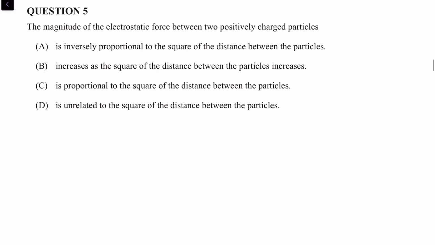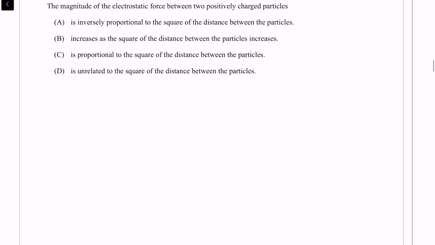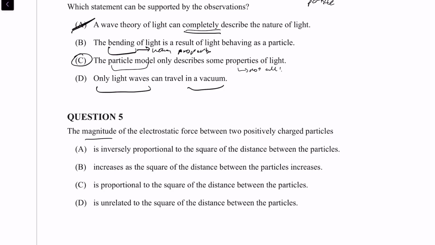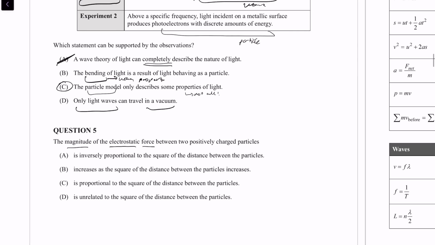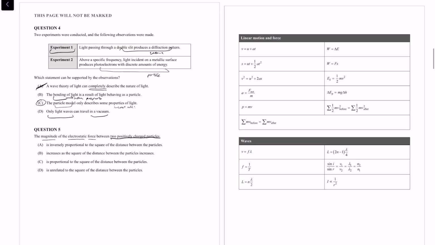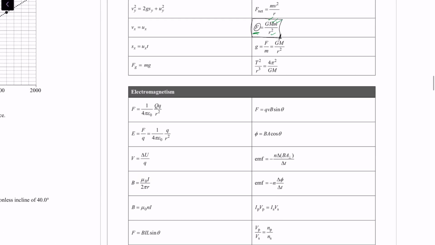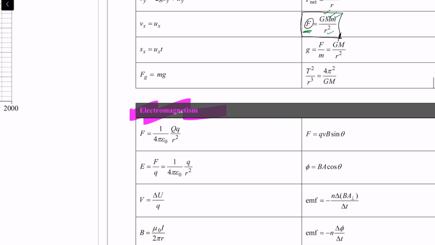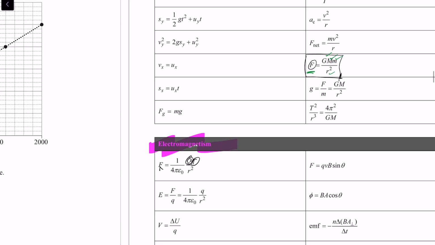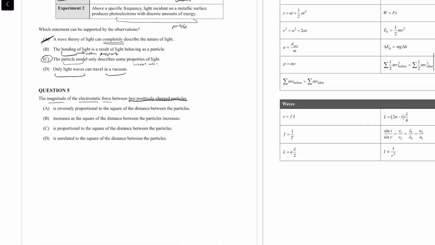Question 5. The magnitude of the electrostatic force between 2 positively charged particles, and then you have your options to continue and finish that sentence. So when I'm thinking about the magnitude of the electrostatic force, I need to think of, okay, can I find anything in terms of two positively charged particles, can I think of what topic that would be? That would definitely be electromagnetism. Okay, so I have force, I have two charges, which is Q.